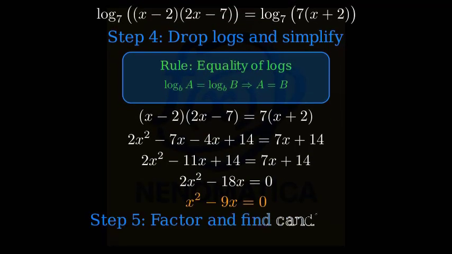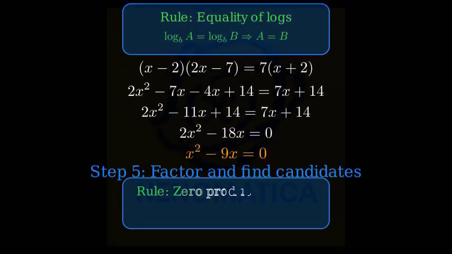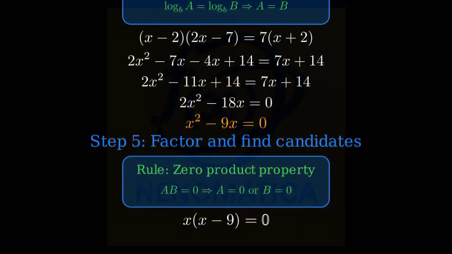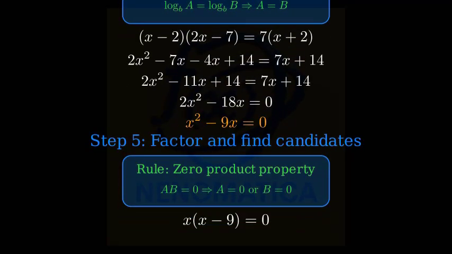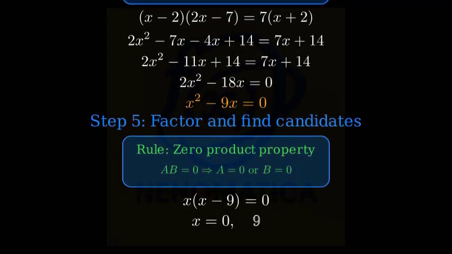Step 5. Factor and solve. Use the zero product property. Factor x out to get x times x minus 9 equals 0. Therefore, x equals 0 or x equals 9.